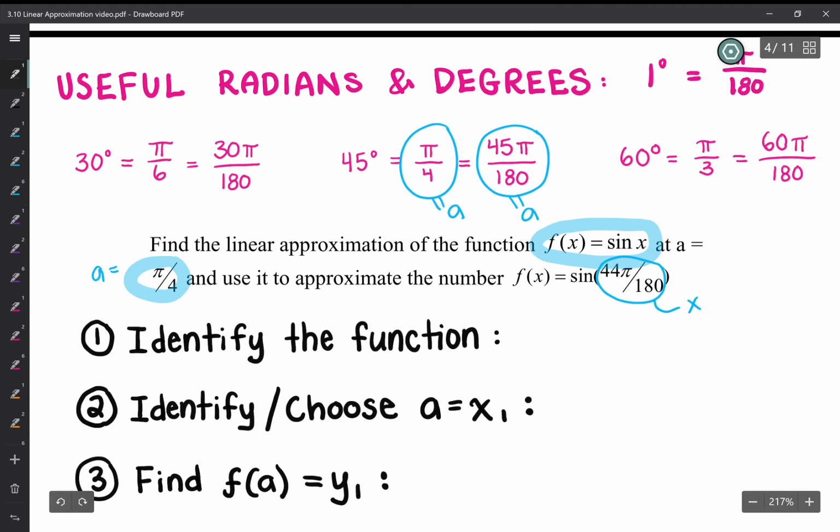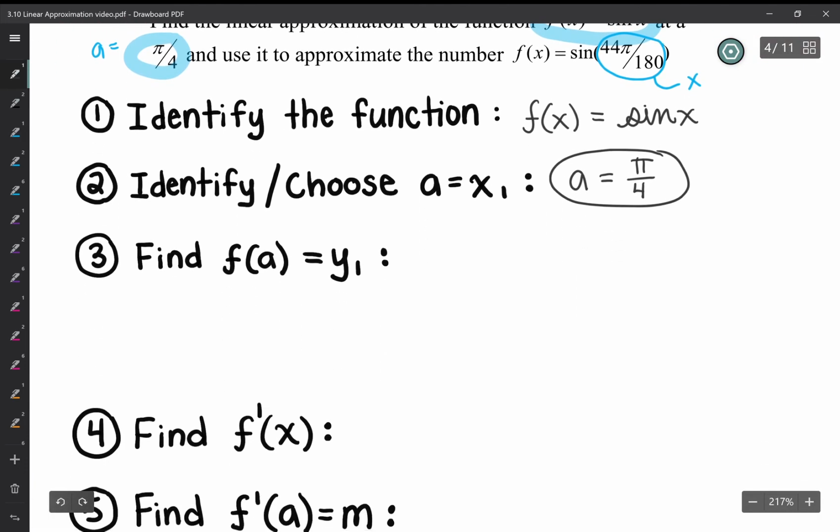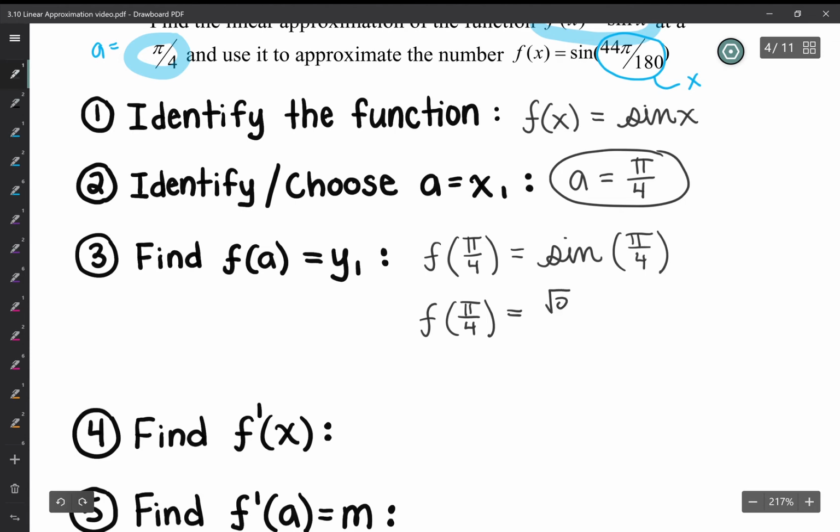So let's start by identifying our function. And in this case, they give us that f of x is equal to the sine of x. And next we need to identify or choose our a value. In this case, they give us that a is equal to pi over 4. We will then use this to find f of a. F of a, so f of pi over 4, is equal to sine of pi over 4. So f of pi over 4 is equal to the square root of 2 over 2.